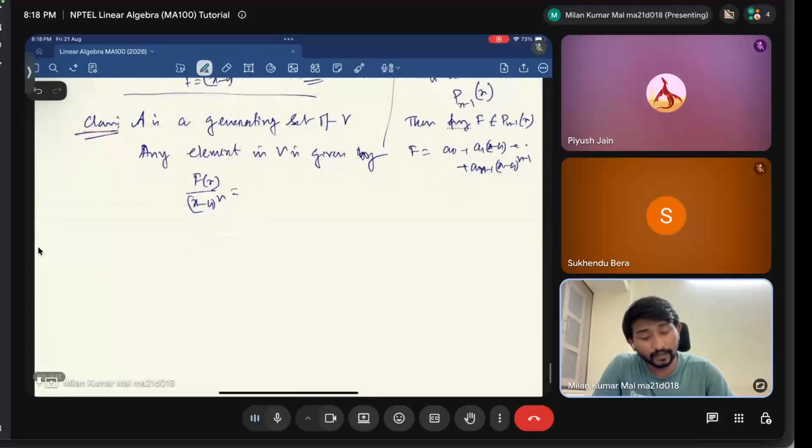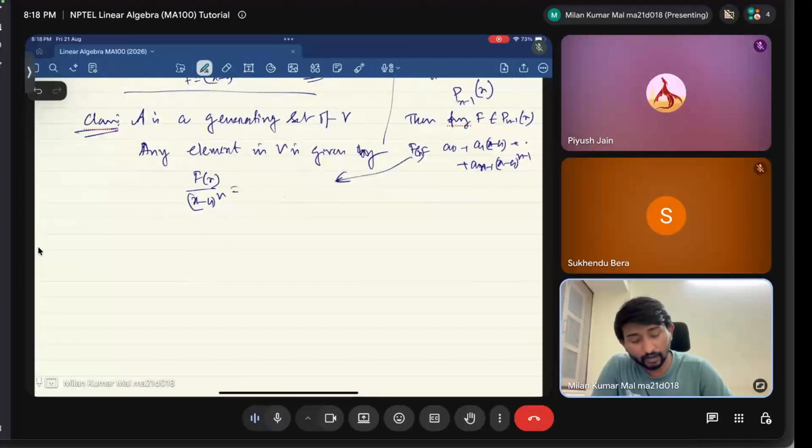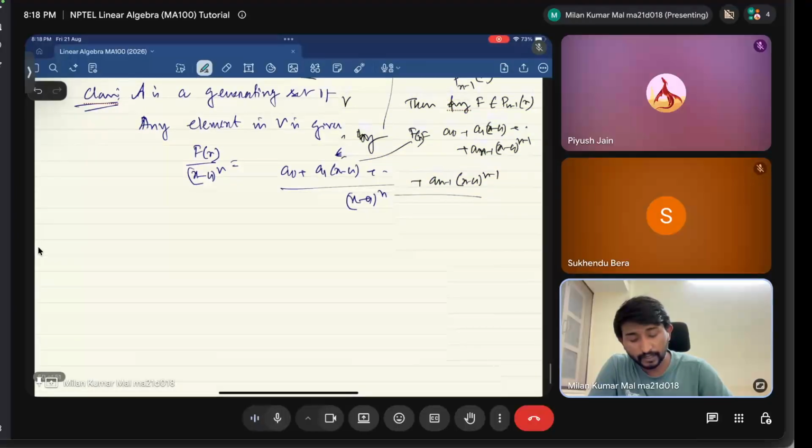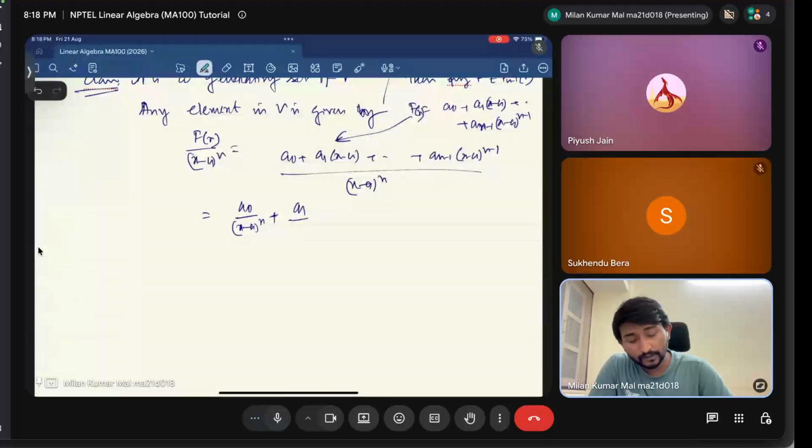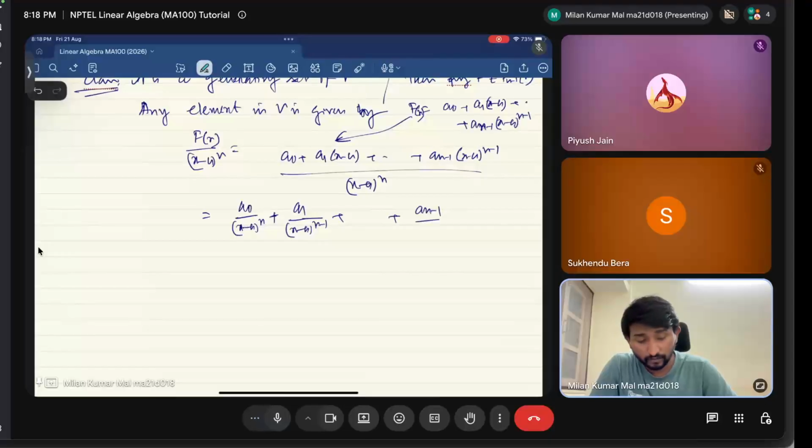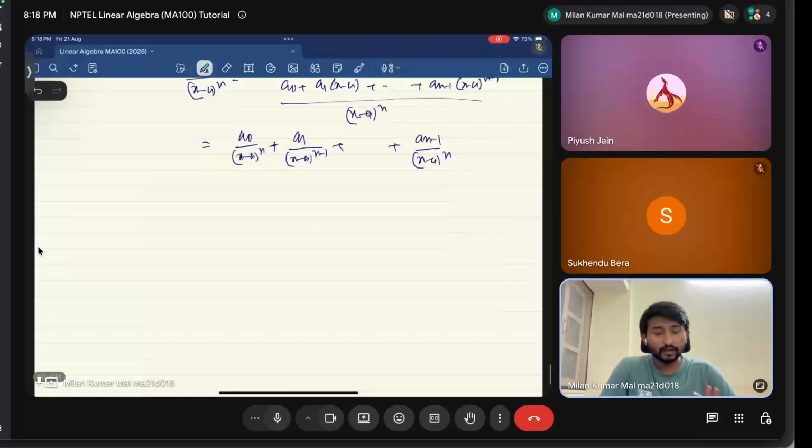So if any element looks like this and I replace it here, what will I get? a naught plus a1 (x minus a) plus all the way a n minus 1 (x minus a) to the power n minus 1, divided by (x minus a) to the power n. This gives a naught by (x minus a) to the power n, plus a1 by (x minus a) to the power n minus 1, all the way to a n minus 1 by x minus a. So this claim is correct. The set script A is a generating set of the space V. Now if I can prove that this is linearly independent, then we are done.